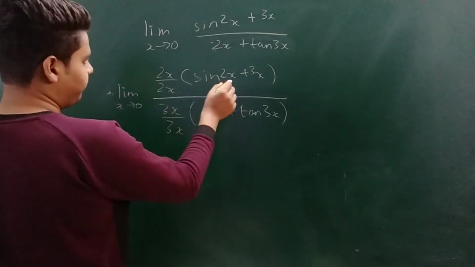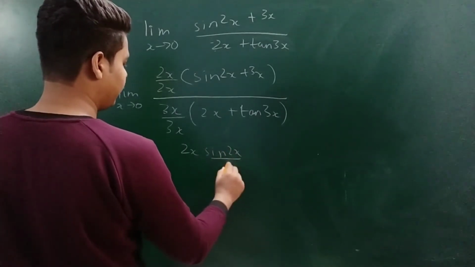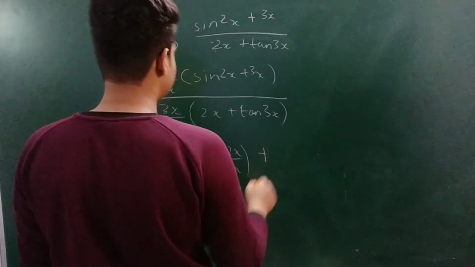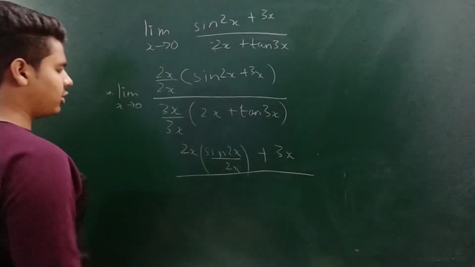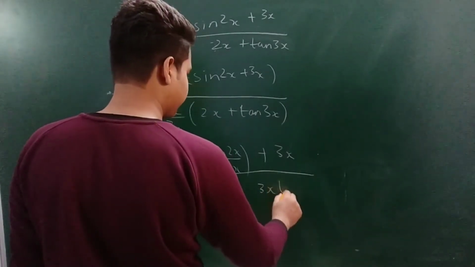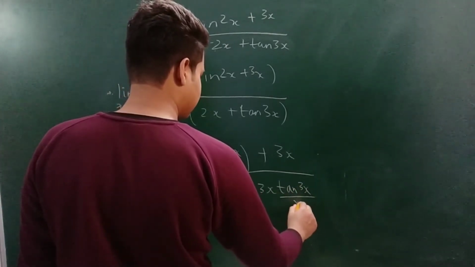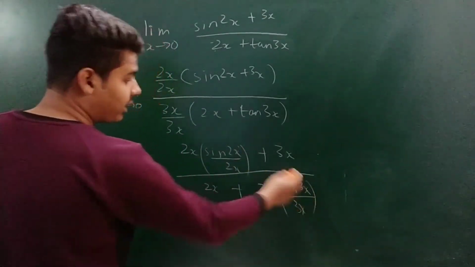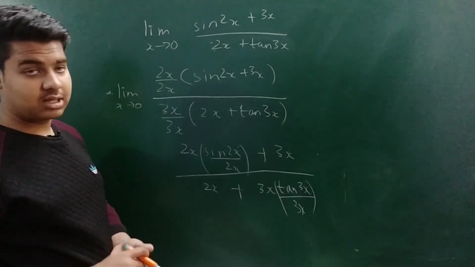Now first, sin 2x can be written as 2x times sin 2x divided by 2x, and for 3x, 2x and 2x will get cancelled, so I directly write it as 3x, and for the denominator 2x will remain the same. For tan 3x, it will be 3x times tan 3x by 3x. This whole part becomes 1, and this whole part also becomes 1, using the identities sin x upon x is equal to 1 and tan x upon x equals 1.